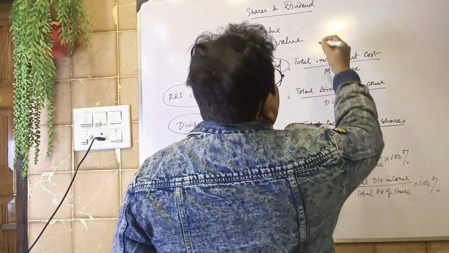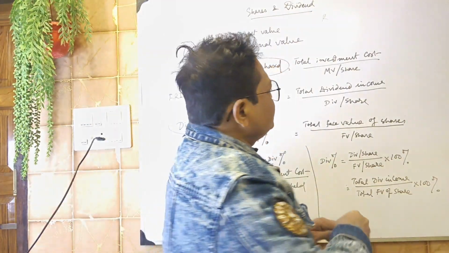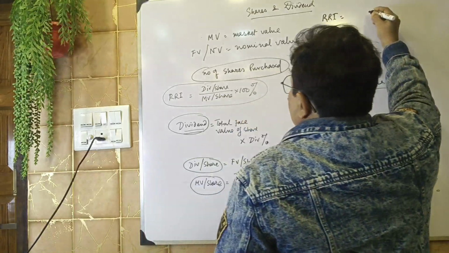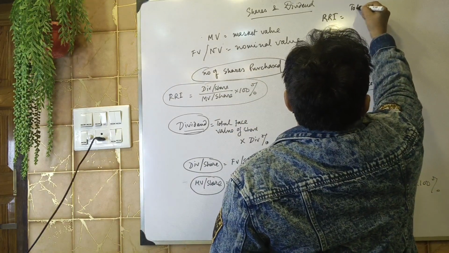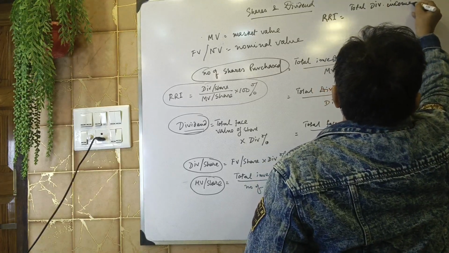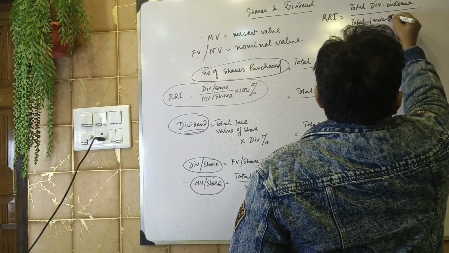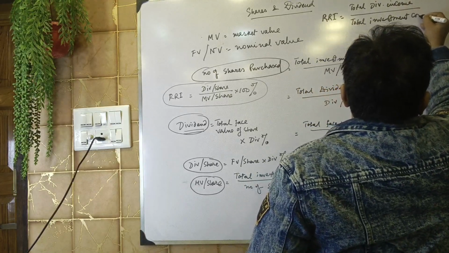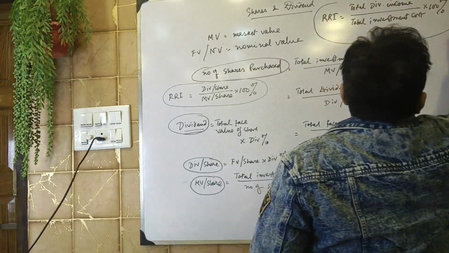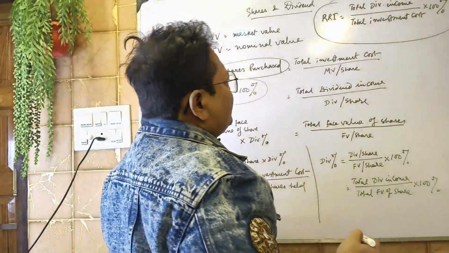RRI may also be written as total dividend income by total investment cost into 100. That is also RRI. It is a very important relation and ratio that is required by the company.